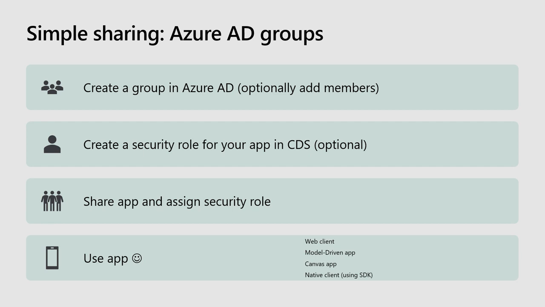Step number 1 is create a group in Azure AD. Optionally, you can add members in that group. Well, I guess for it to work, you would need to add members to the group, but that's neither here nor there. Item number 2, create a security role for your application in CDS. Optional if, of course, the security role that you already want exists in CDS. Item number 3, share the app and assign the security role, at which point in time the user can go in and use the app.